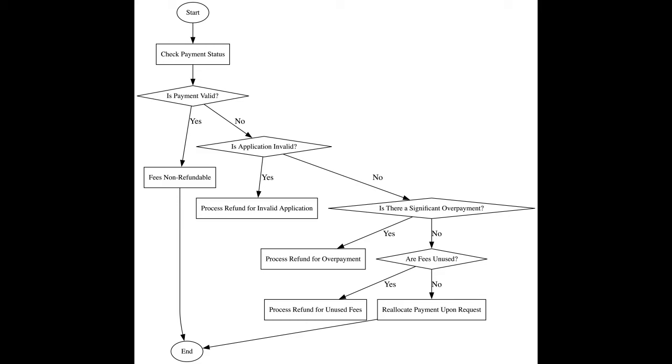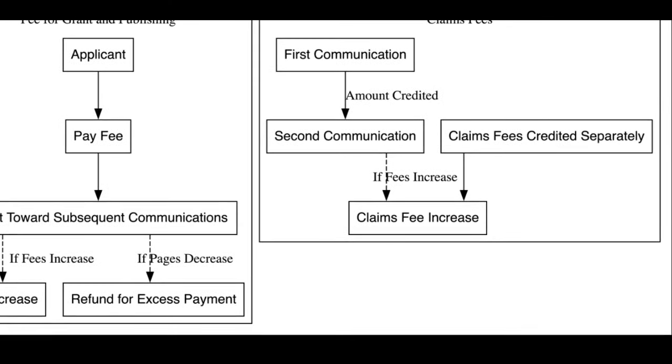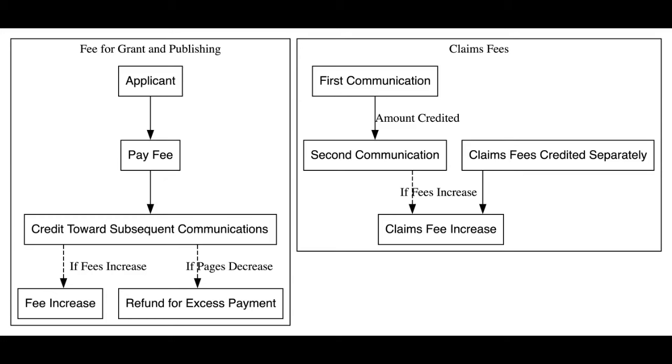Separate crediting. Claims fees and the grant fee are credited separately. Claims fees are not used to offset increases in the grant fee. Further processing fees. Fees for further processing requested after the first communication are not credited toward any subsequent requests for further processing.